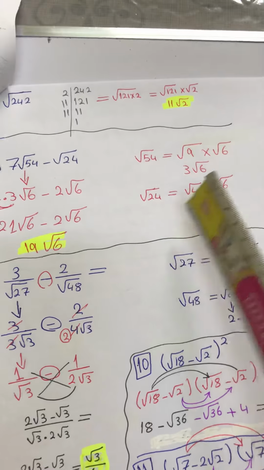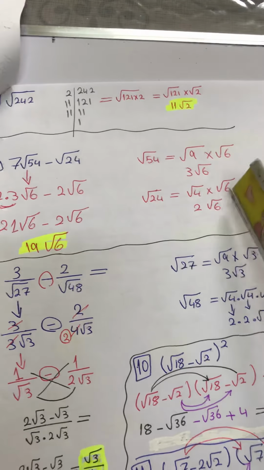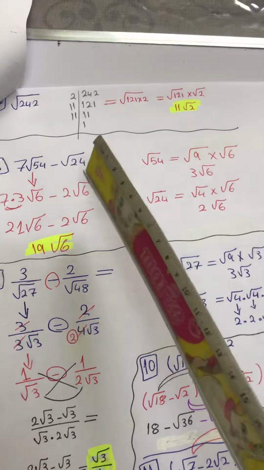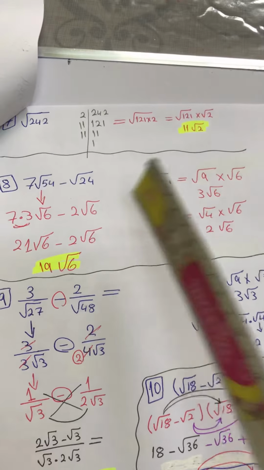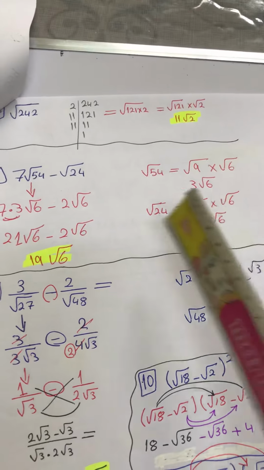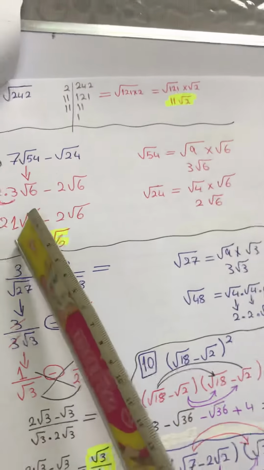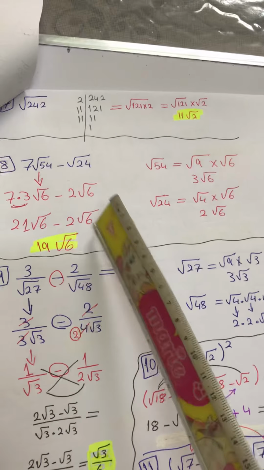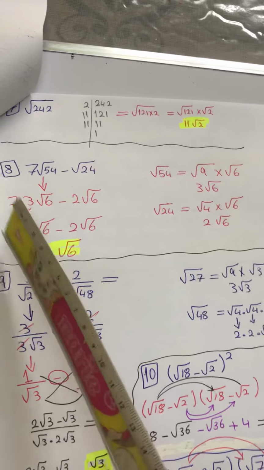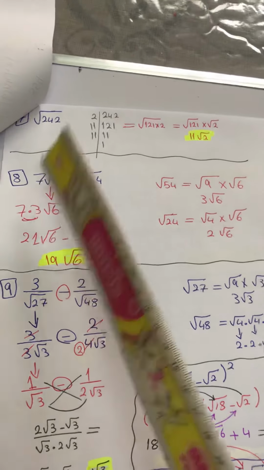Let's simplify it. Square root of 4 times the square root of 6. Square root of 4 gives me 2, square root of 6 is still the same. So instead of square root of 24, I'll put 2 square root of 6 like this. Now 7 times 3 equals 21 square root of 6 minus 2 square root of 6. I'll write square root of 6 just one time, and 21 minus 2 equals 19. So this is answer number 8.